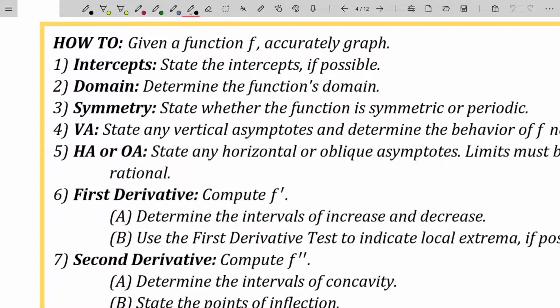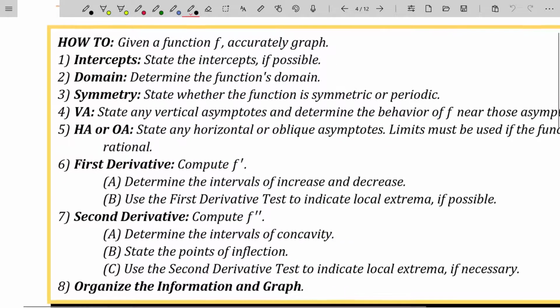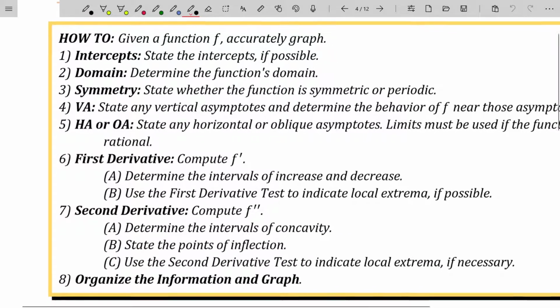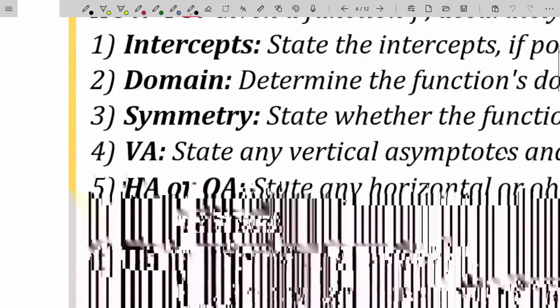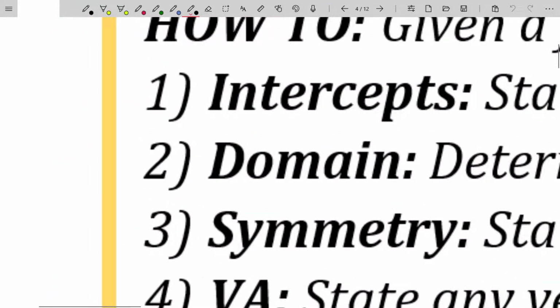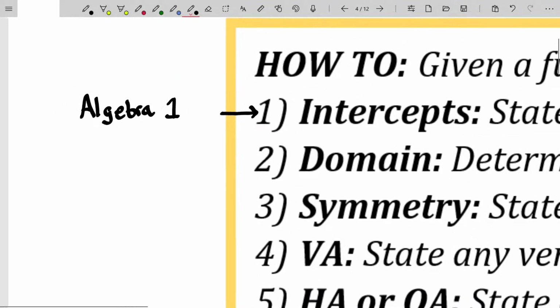And we'll go ahead and consider all of these steps for each function. So I will ask, is this periodic or symmetric or something like that? So given a function, how do you accurately graph that function? You can think of this in terms of how you learned mathematics. So this first step right here is from your elementary algebra or beginning algebra, Algebra 1. That's where you find your intercepts.